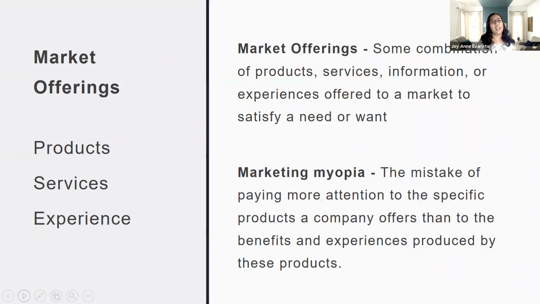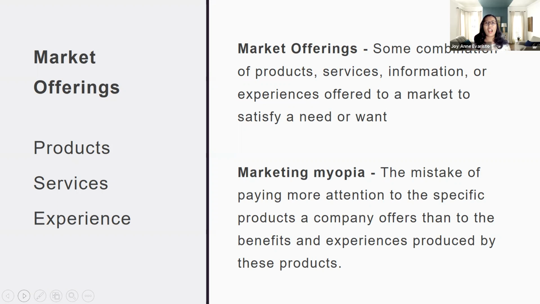Next. All right, so the reason why companies need to really understand customers' needs, wants, and their purchasing power, to translate these two things into demand, is because they need to create what we call market offerings. Market offerings are the combinations of products, services, and information offered so that companies can satisfy a need or a want, or match it to some customers' needs and wants.